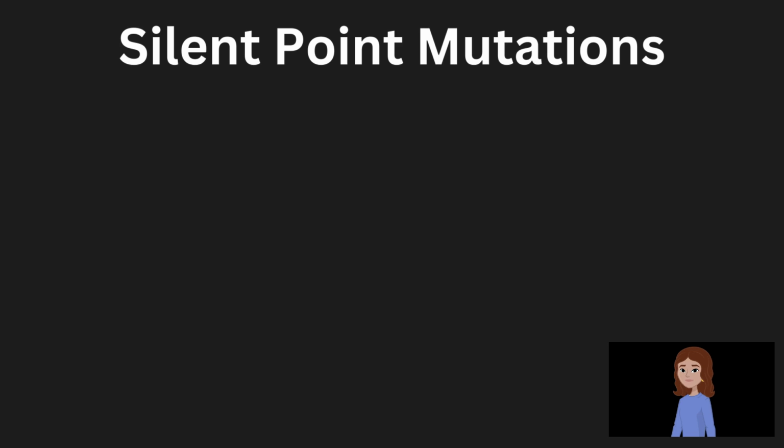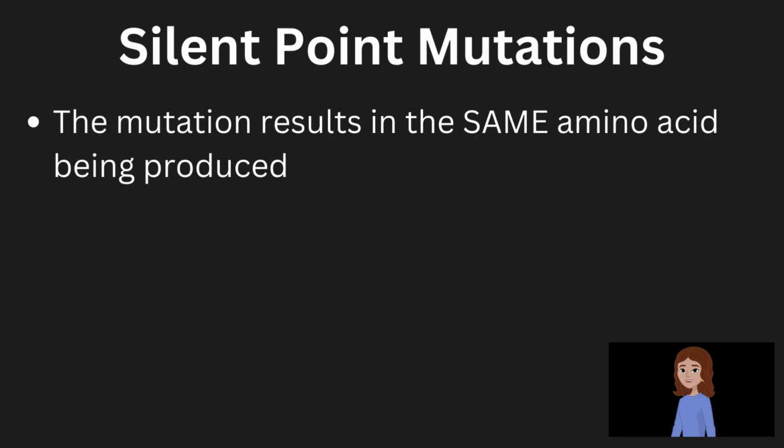Remember when I said in the last video that coding for amino acids is redundant and there are multiple codons that code for the same amino acid? This is where that knowledge would come in. A silent mutation is when a nucleotide base gets mutated to a different nucleotide base, but the overall codon still codes for the same amino acid, meaning that the eventual protein being made would not be affected.